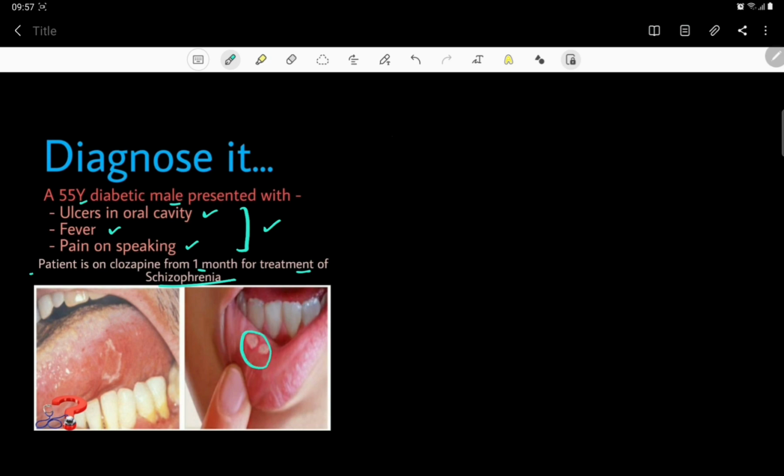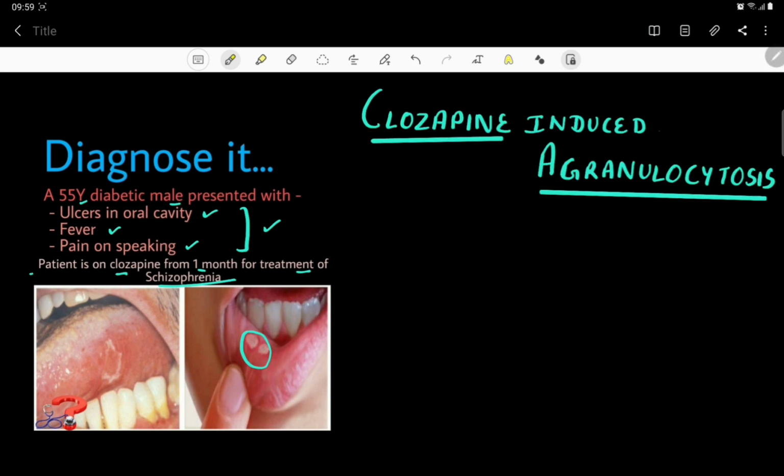But after the history of this clozapine intake from 1 month, we can make out a diagnosis of this agranulocytosis, because this clozapine has a side effect, that is agranulocytosis, that makes the patient prone for development of some kind of infections, and those infections then further lead to development of these kind of oral lesions or any kind of infection, or sometimes even development of sepsis in the patient. So by all this, the diagnosis of the patient is this clozapine induced agranulocytosis.